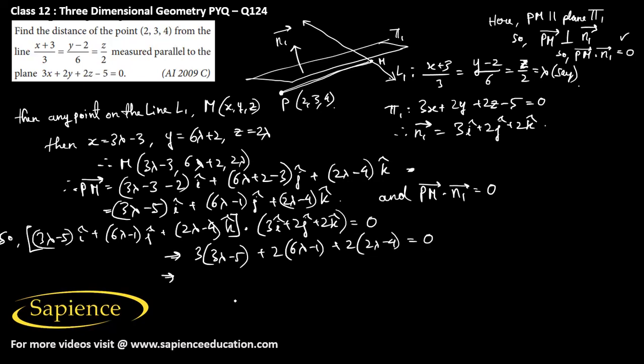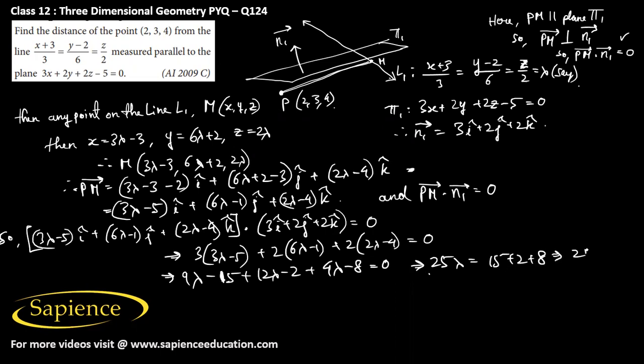So then this will be 9 lambda minus 15 plus 12 lambda minus 2 plus 4 lambda minus 8, that should be equal to 0. So this will be 16 lambda plus 9 lambda, so this is 25 lambda, that will be equal to 15 plus 2 plus 8. So then 25 lambda is equal to 25. So lambda equals 1.